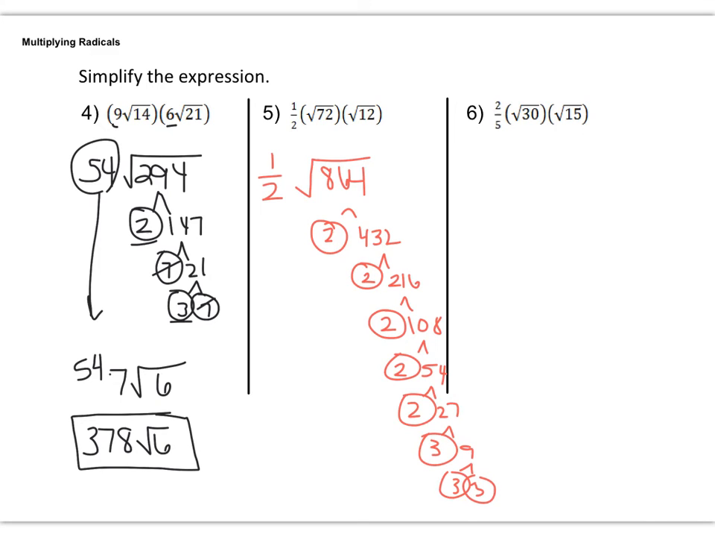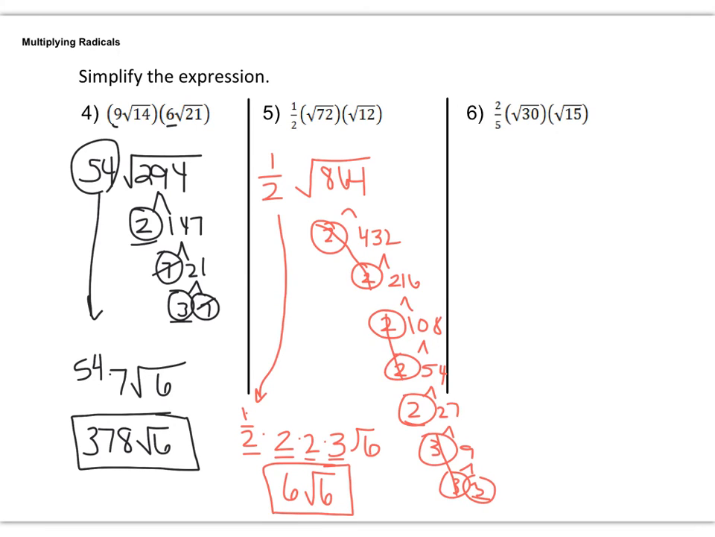That is a lot of numbers. So nice and slow and controlled here, guys. I have a pair of 2s. There's another pair of 2s. And I see a pair of 3s. I see leftover 2 and 3, which is 6. And the half that's out in front. So half times 2 is 1, times 2 is 2, times 3 is 6, and I have a radical 6. Again, if the basic math, grab a calculator. You can always type all those in.